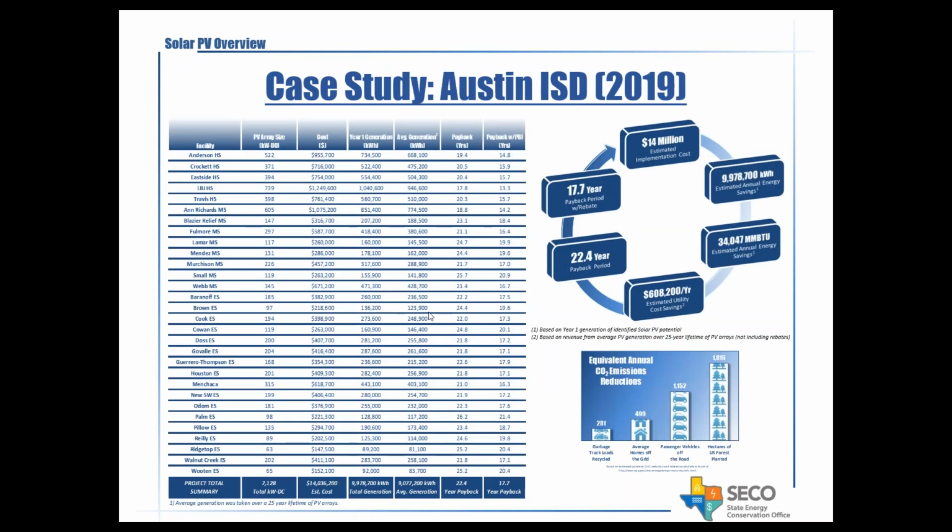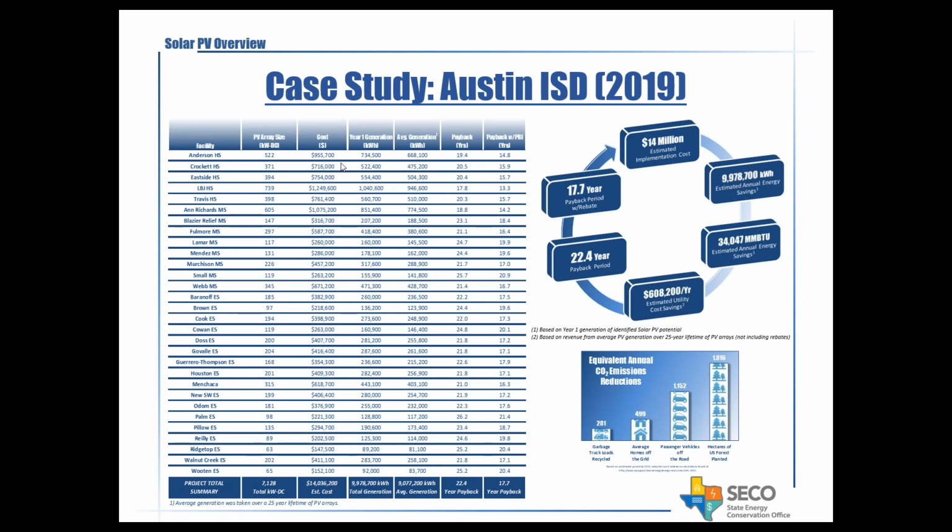So over here, this is the case study of Austin ISD. What we want to present is a study that we did back in 2019, and it actually uses 2018 data. As you can see, we have a table here aggregating some potential PV system sizes using costs at the time and the weather data from 2018.